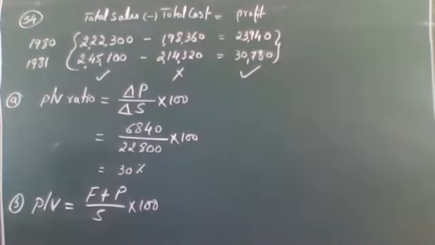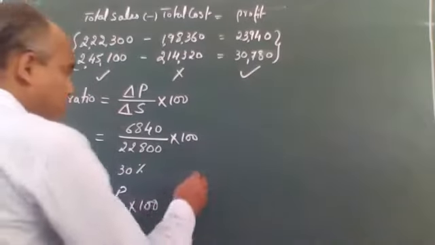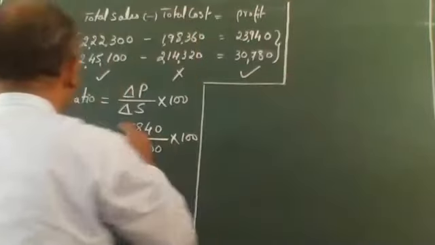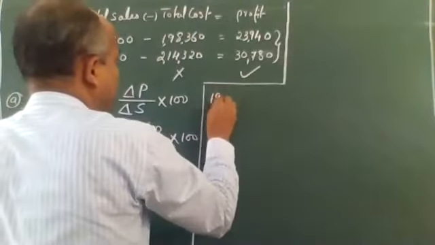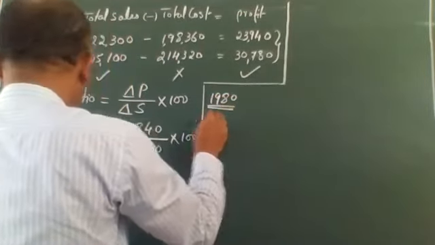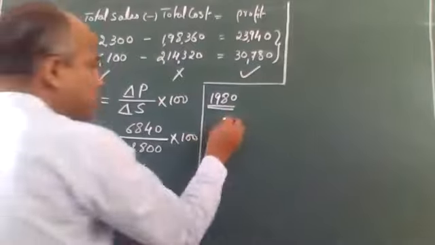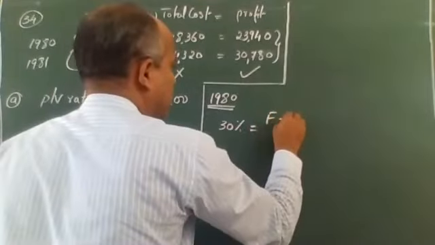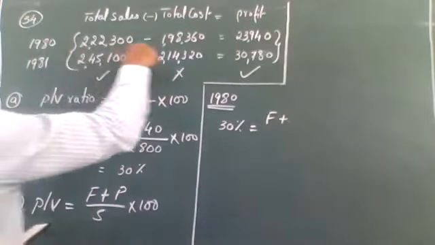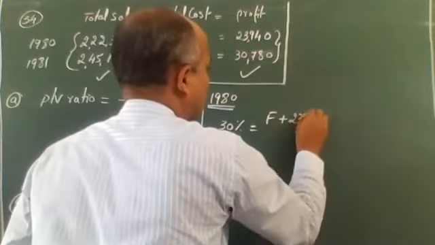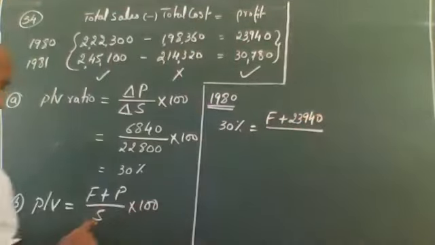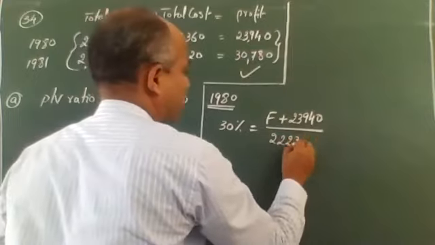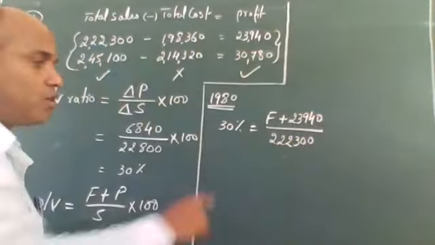Now, for which year should I apply? It is up to you. Let's say I am applying it for 1980. So if I am applying it for 1980, PV ratio is how much? PV ratio will be same for both the periods. 30% is equal to fixed cost, I don't know, for 1980 plus profit for 1980. Profit for 1980 is 23,940 by sales. Sales of 1980 is 2,22,300 into 100. I need not write because it is already in percentage.